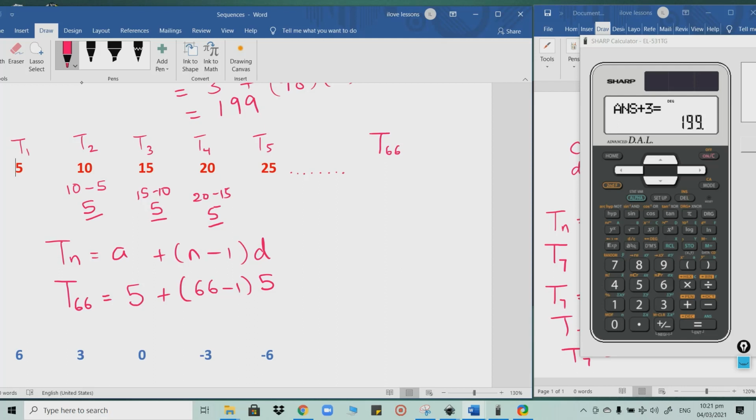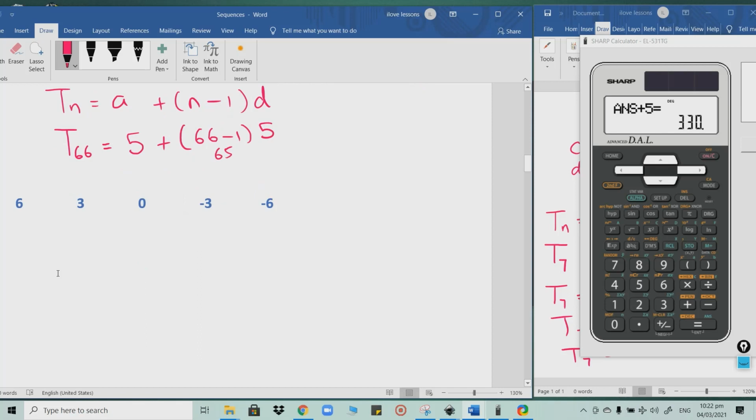66 minus 1 is 65. Let's work this out. So in the brackets, I have 65 multiplied by 5. And then I add this 5 after. And I get 330. So that means my 66th term, if I keep counting in 5s, will be 330. All right. So I'm going to do one more example.